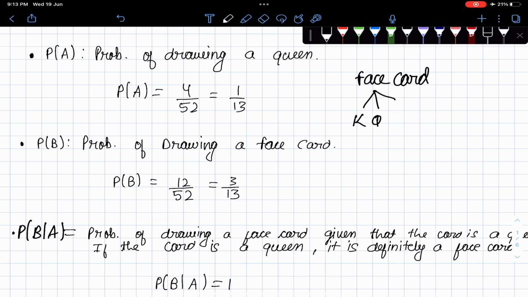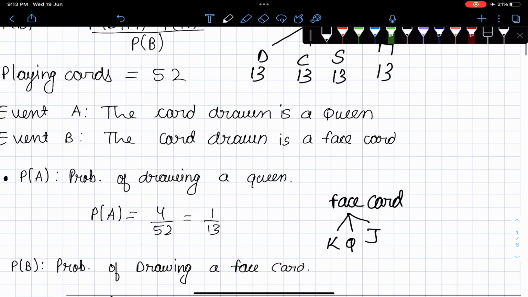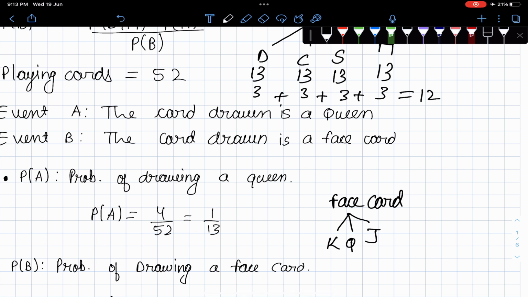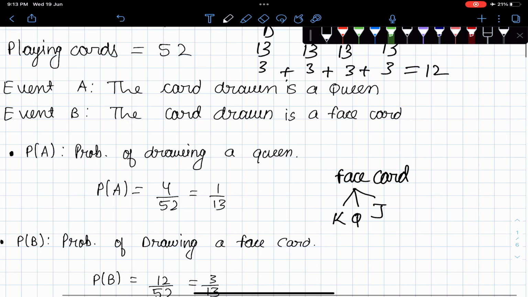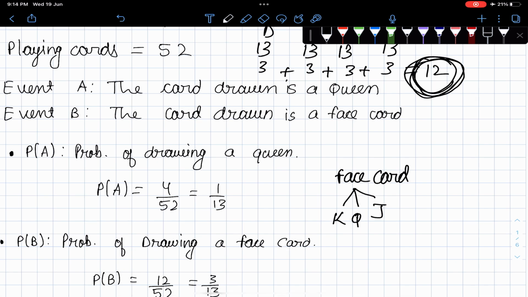Okay, king, queen and jack. And as we know that we have four groups, and each has three, if we sum it all up, then we would get 12. This is our favorable outcome: in the whole 52 cards, we have only 12 cards which are face cards.